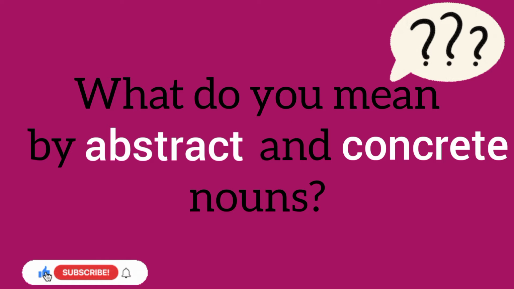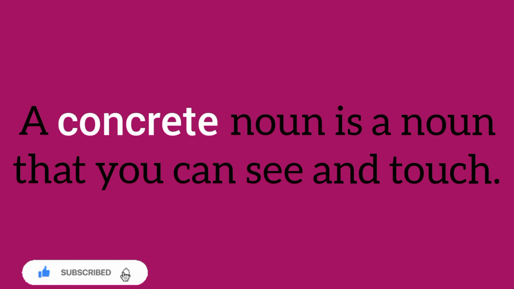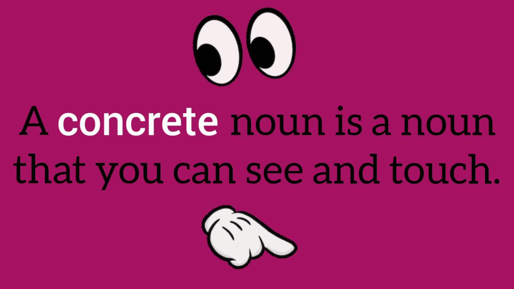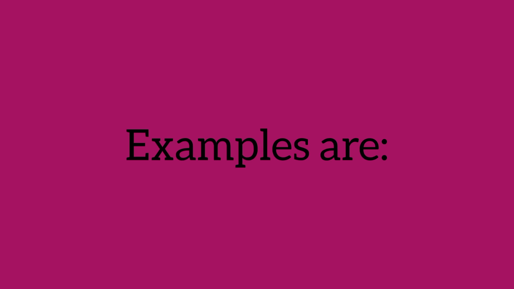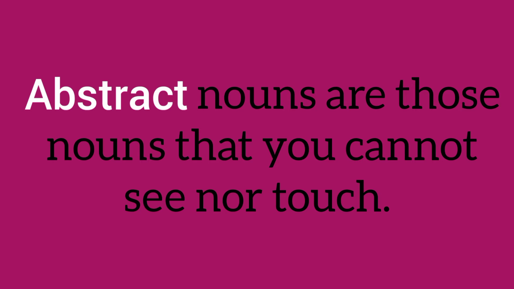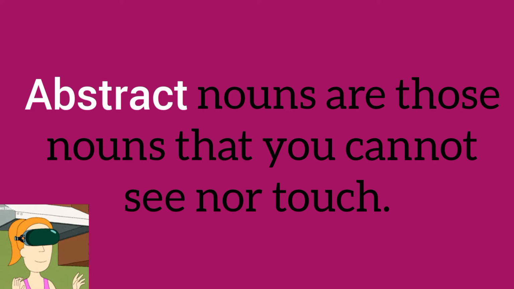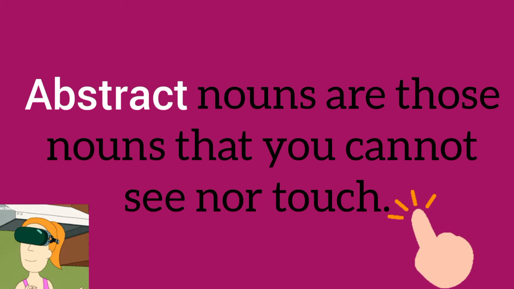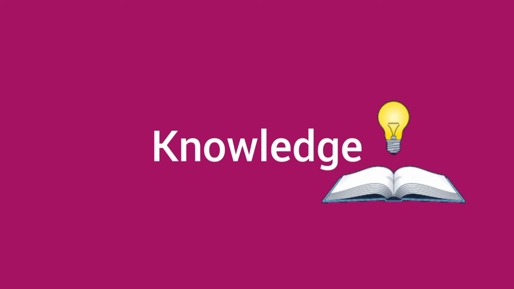What do you mean by abstract and concrete nouns? A concrete noun is a noun that you can see and touch. Examples are television, radio, book, pen, bag, etc. Abstract nouns are those nouns that you cannot see nor touch. Examples are love, wisdom, knowledge, happiness, information, news, advice, etc.